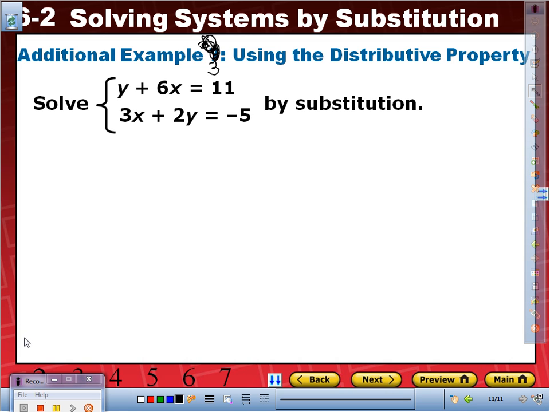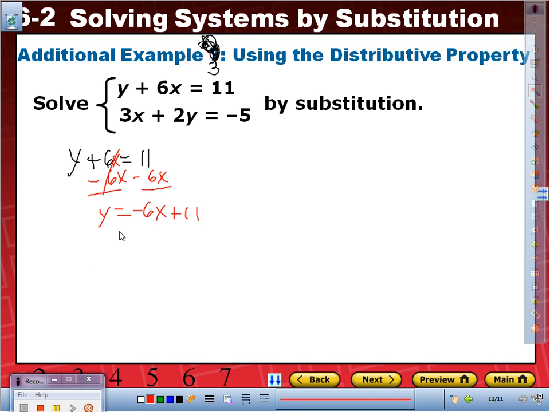Solve the system: y plus 6x equals 11, and 3x plus 2y equals negative 5. Okay, let's do this one together. So step 1, we need to solve one of the equations for one variable. Which one's the easiest to solve for a variable? This one, right? We can solve for y, so I'm going to rewrite it right here. y plus 6x equals 11, and let's solve for y. So therefore, I subtract 6x. We're left with y equals negative 6x plus 11. Step 1 is done. We already solved one of the equations for a variable.